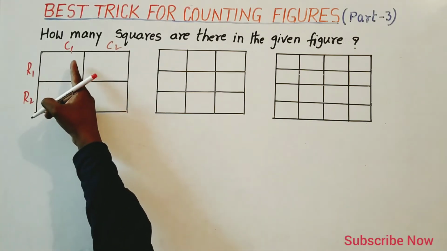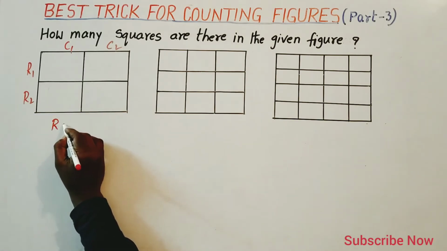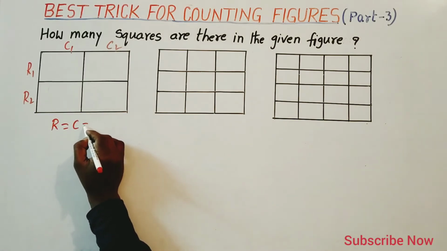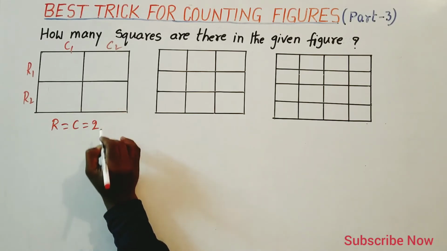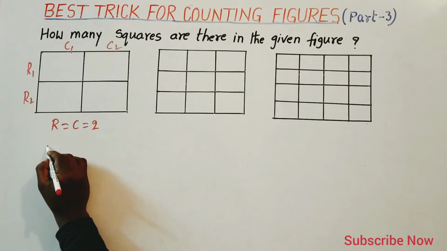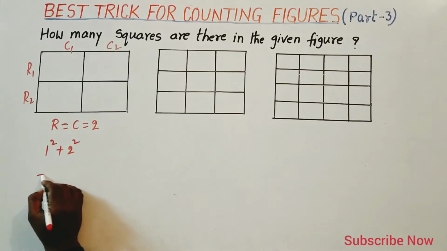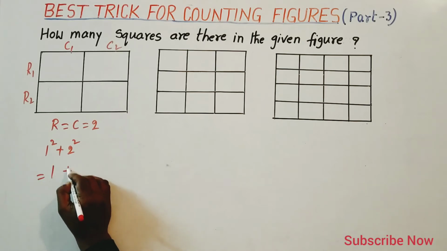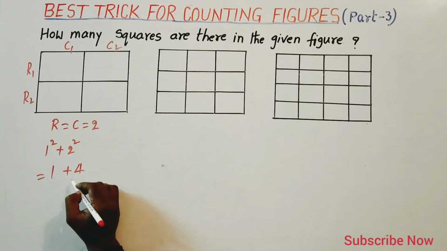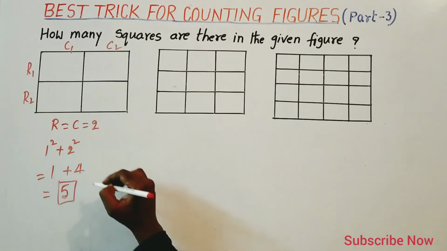So that means number of columns is equal to number of rows, that is 2. Therefore you write it as 1 square plus 2 square. So 1 square is 1 plus 2 square is 4. So 1 plus 4 is 5. So totally there are 5 squares in this diagram.